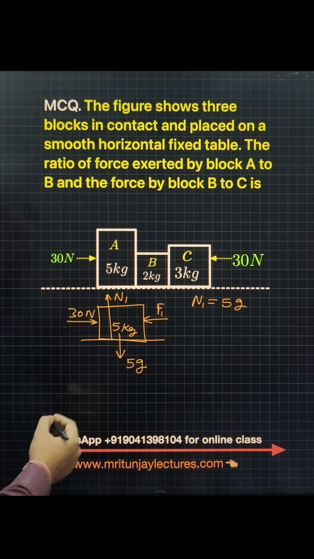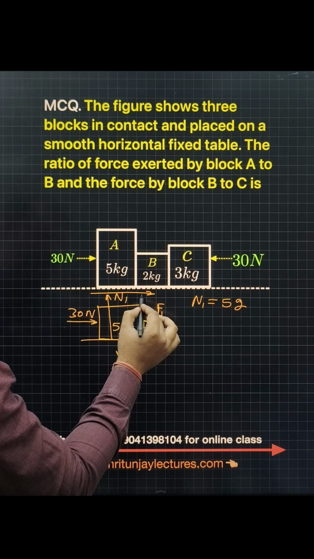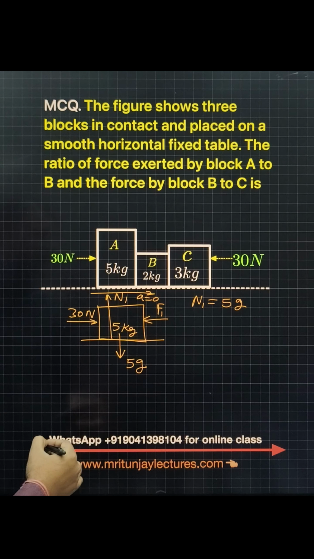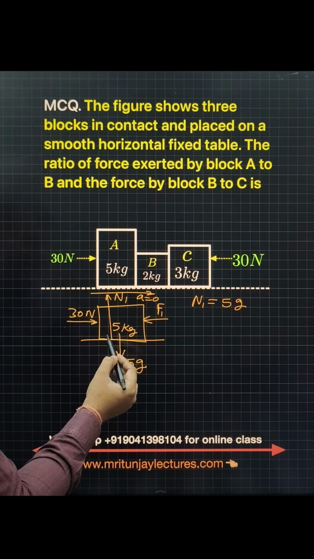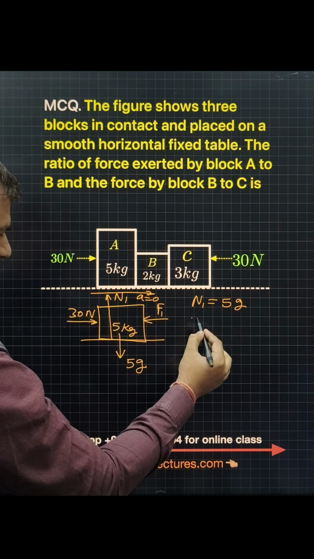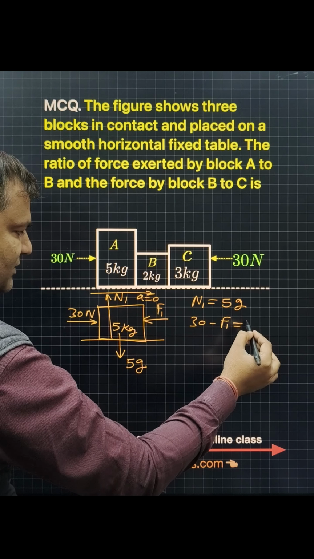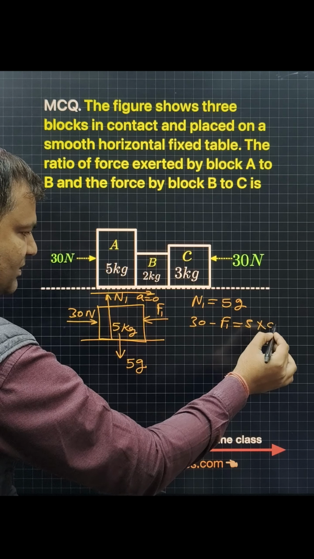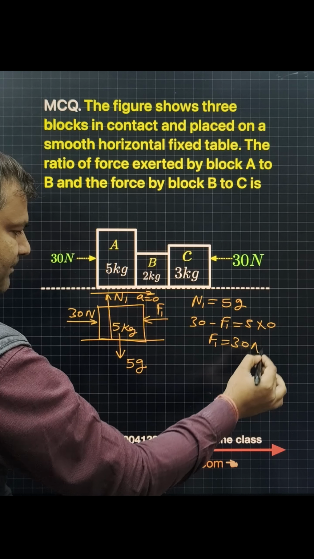After that, what about F1 and this whole system? The acceleration of this system is how much? 0, because of equilibrium. So a is 0. So the net force in the x direction is 30 minus F1. F1 is mass into acceleration, 5 into a. a is how much? 0. So F1 is 30 Newton. Clear?